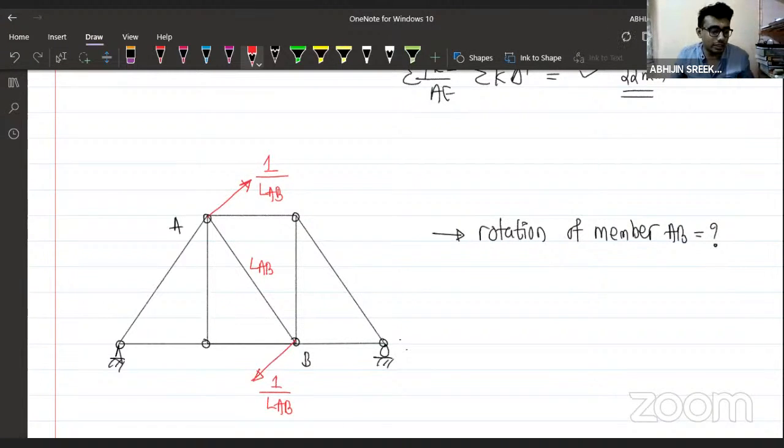So after that, calculate the k value in every member, and ultimately using the equation ΣPkL/AE, or Σk·δ', or Σk·L·α·ΔT, you will get the rotation of that member in radians. Clear? Is that clear, everyone? This is how we will proceed to calculate the rotation of the members. The point: rotation of members. Tell me, is it clear or not? I think this concept is clear.